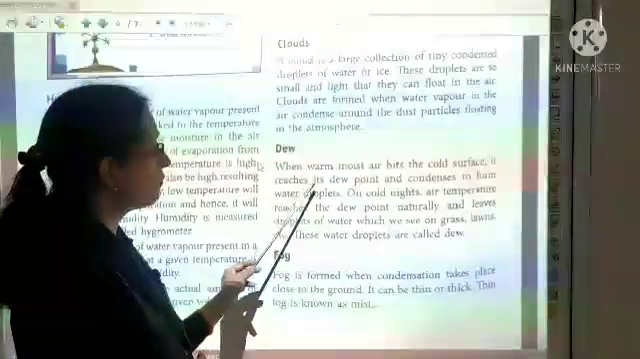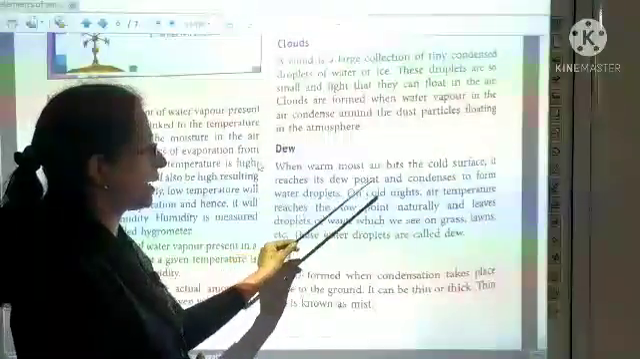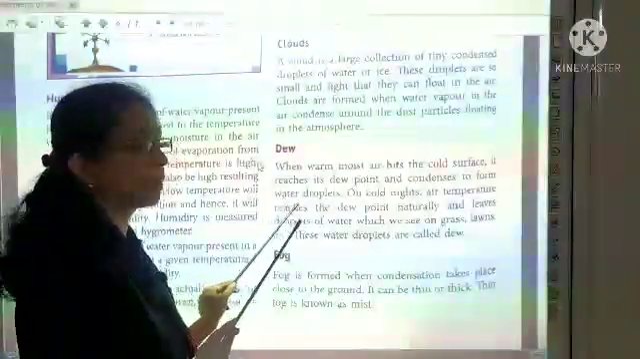Dew. When warm moist air hits a cold surface, it reaches its dew point and condenses, so it forms water droplets.